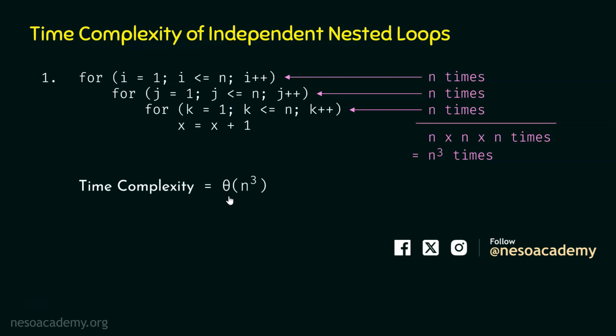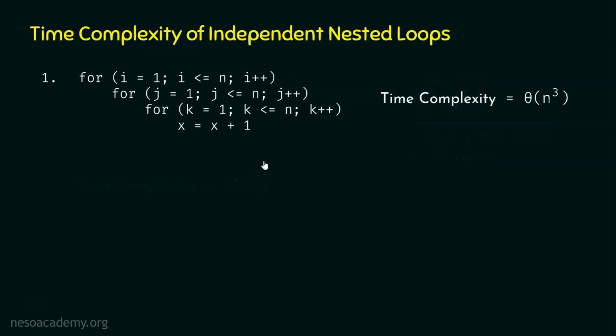Why have I mentioned theta here? Because n cube represents both the worst case and the best case performance of this independent nested loop structure. So theta of n cube is the time complexity, and theta represents both best case and worst case performance. So n cube is both the upper bound and the lower bound of this structure. So now we know the time complexity of this structure is theta of n cube.